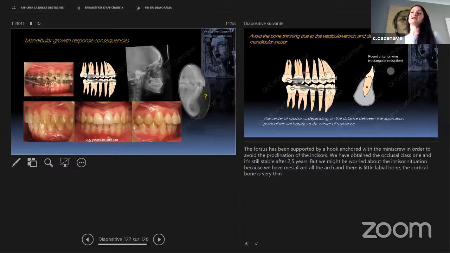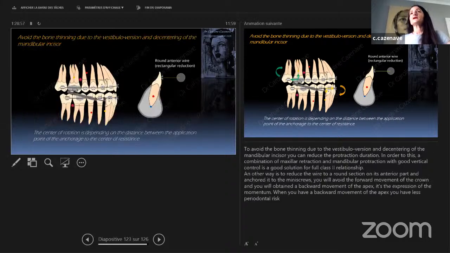But we might be worried about the incisor situation because we have slid all the arch, and there is little labial bone. The cortical bone is very thin. So, to avoid the bone thinning due to the vestibular version and decentering of the mandibular incisor, you can reduce the protraction duration. In order to do this, a combination of maxillary retraction and mandibular protraction with good vertical control is a good solution for a full class 2 relationship.